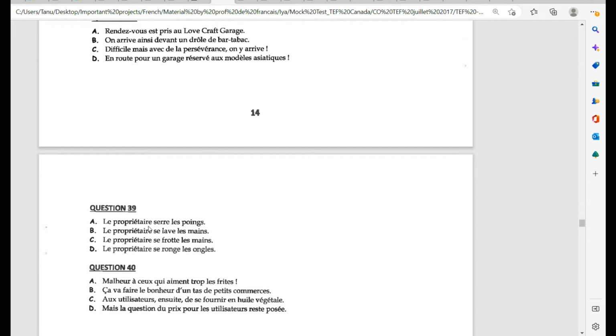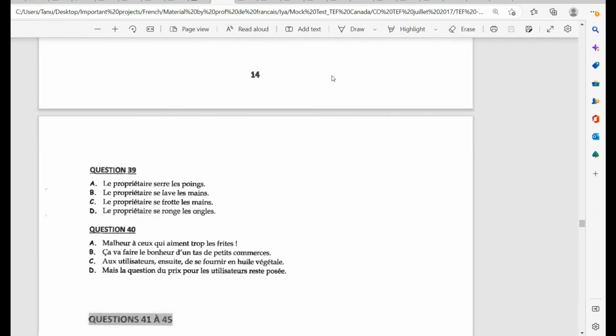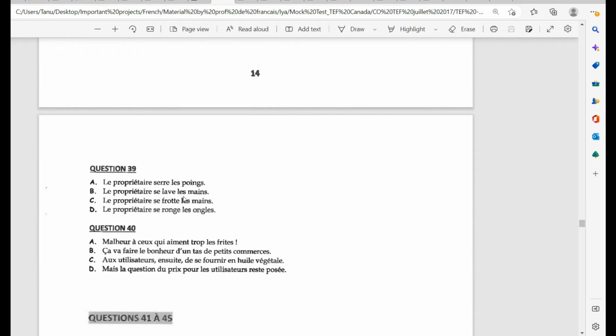So, serre les poings means when you create tension in your fist, maybe when you are nervous or angry. So, se lave les mains, when you wash your hands, maybe after you are done with something. Maybe this trade was something that you had been trying to do for a long time, and now that it is done, you are relieved. But in the next line, we can see that he has a reason to be happy. That means that se lave les mains is not the right answer.